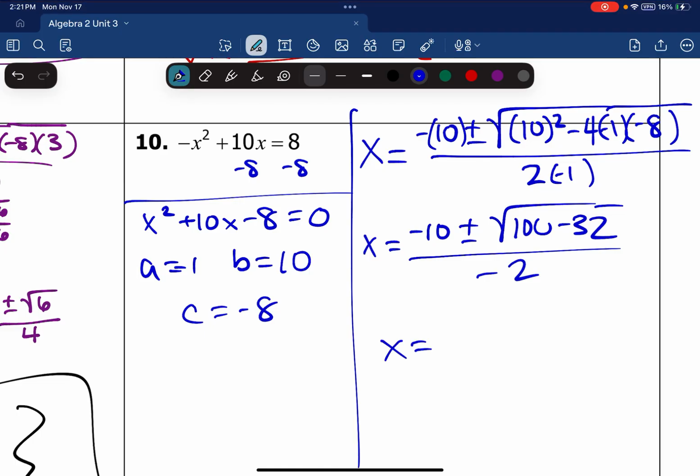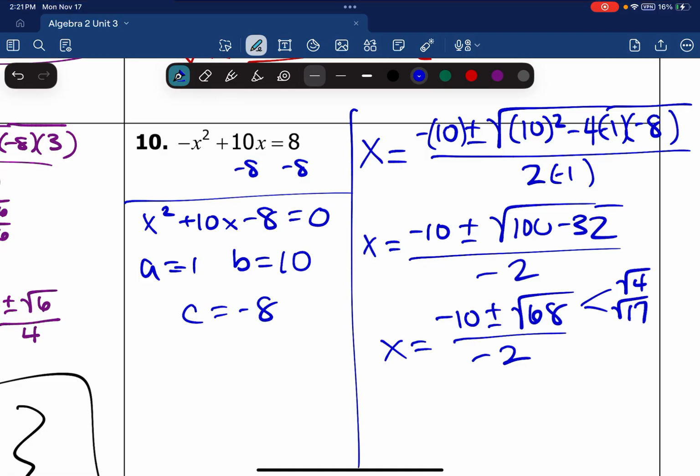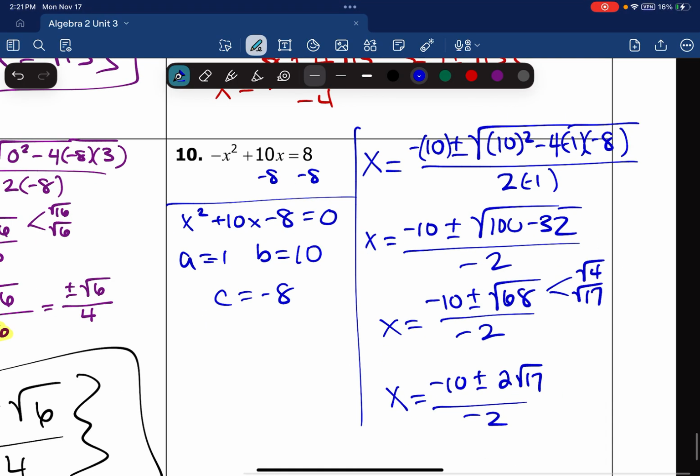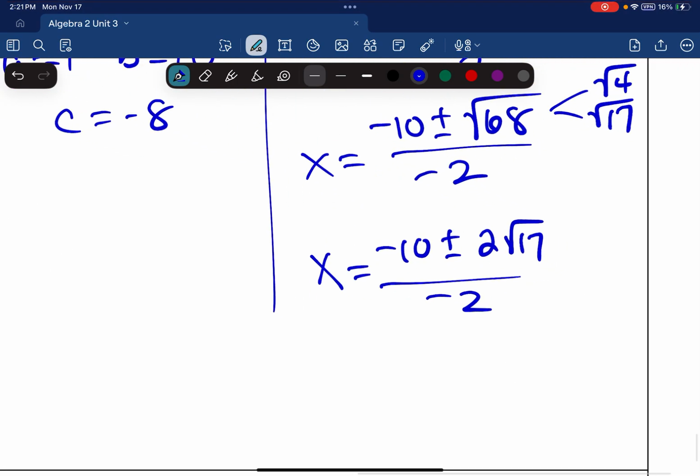Okay. Continuing, negative 10 plus or minus radical 68 all over negative 2. Think of factors of 68. 68 is radical 4 times radical 17. So x equals negative 10 plus or minus 2 radical 17 over negative 2. Final step, divide everything by negative 2. So x equals a positive 5 plus or minus radical 17.